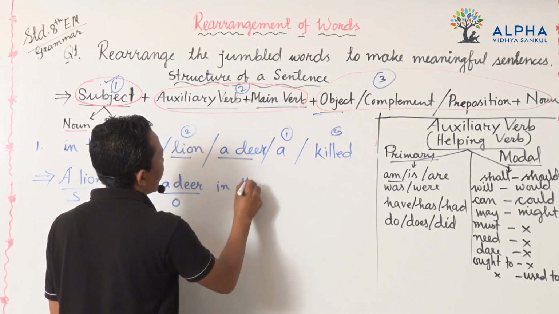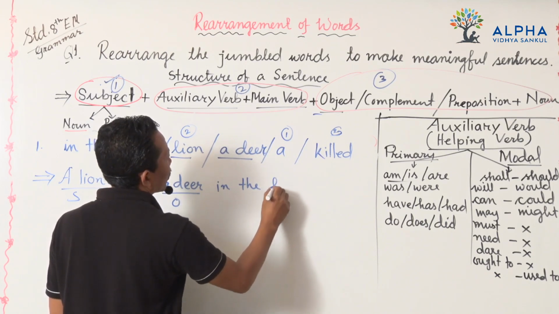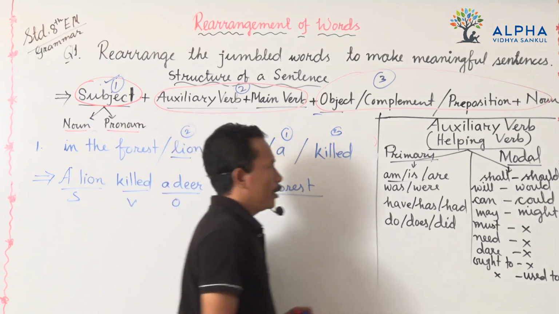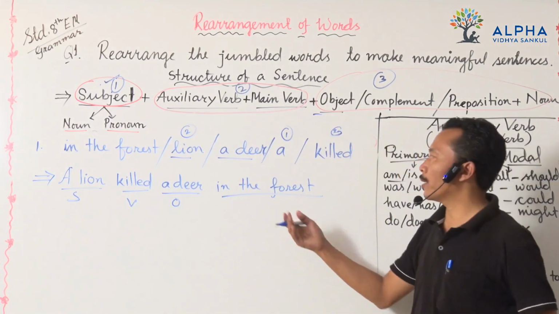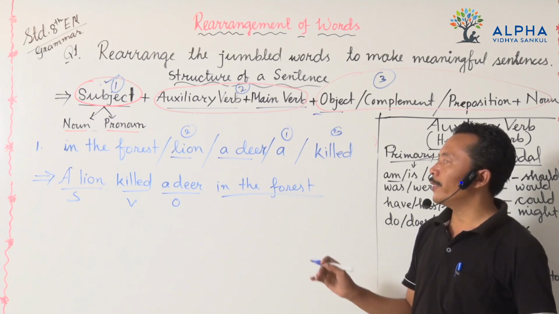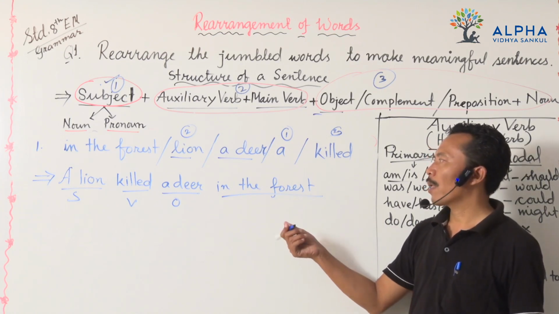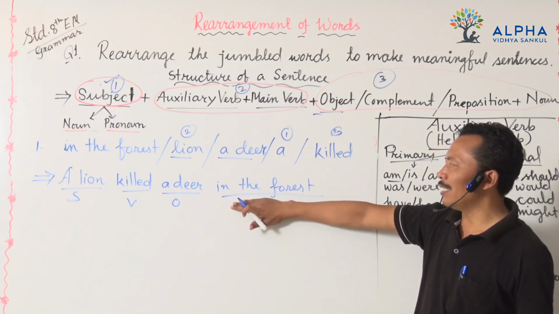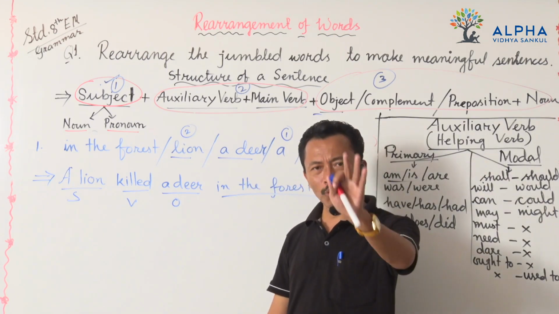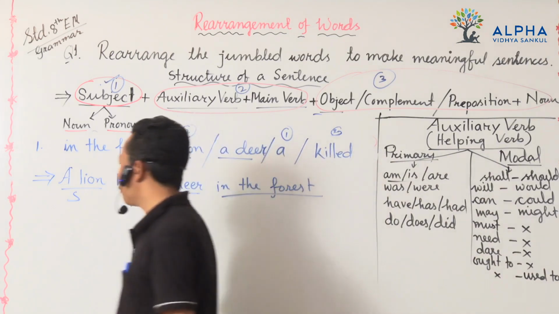In the forest. This is an adverb. Adverb of place. Where? A lion killed the deer in the forest. So these things are very easy, but first of all we need to find out the subject.